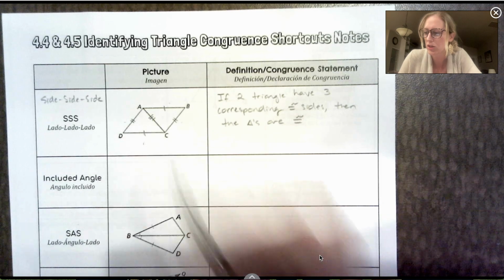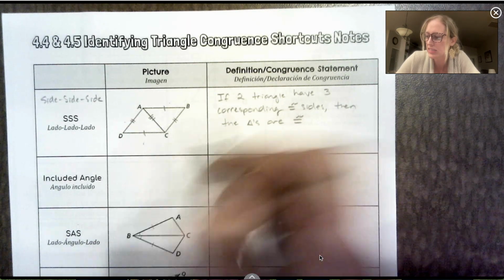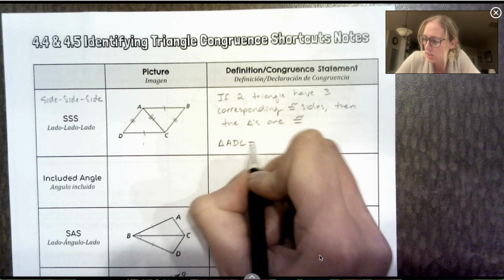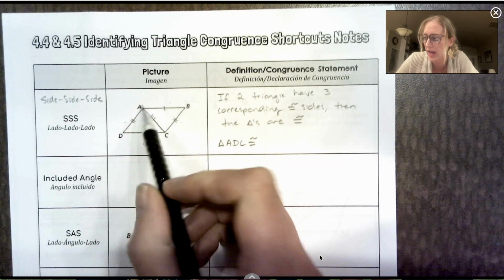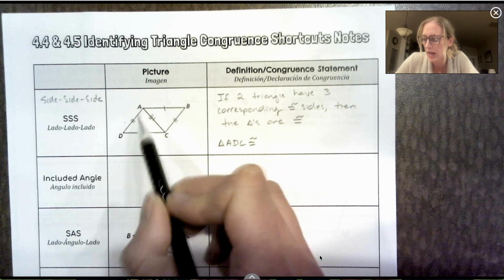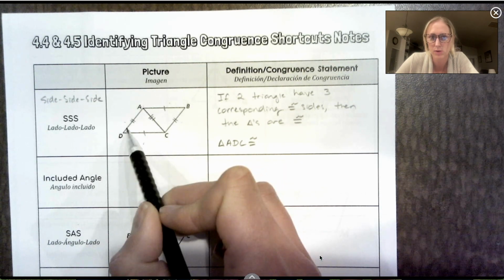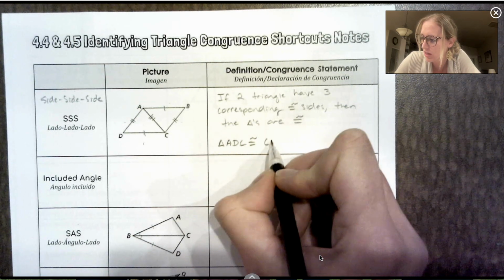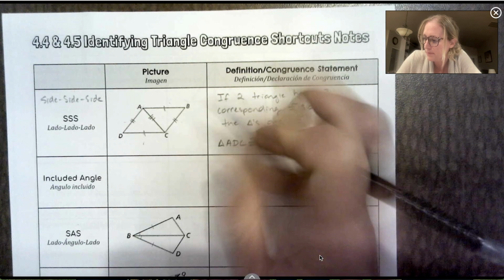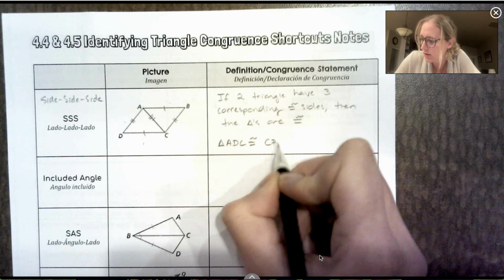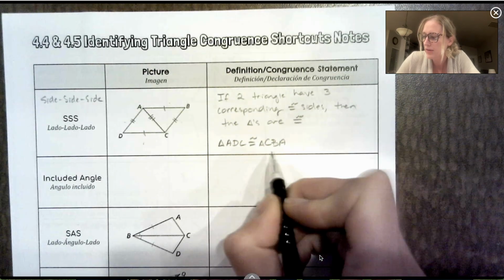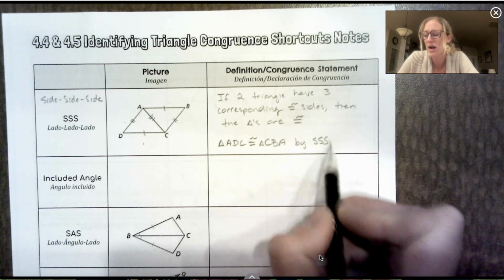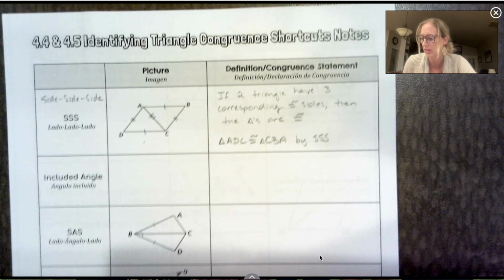So for this particular one, here's my congruency statement: triangle ADC is congruent to, so I want to go in the same order. A matches up with C, and I went from A to D, so I went along the 2 tick mark side, so I got to go from C to B along that 2 tick mark side, so triangle CBA. And my reason, I would say by side, side, side. Okay, so they're congruent by this shortcut because they have 3 congruent sides.